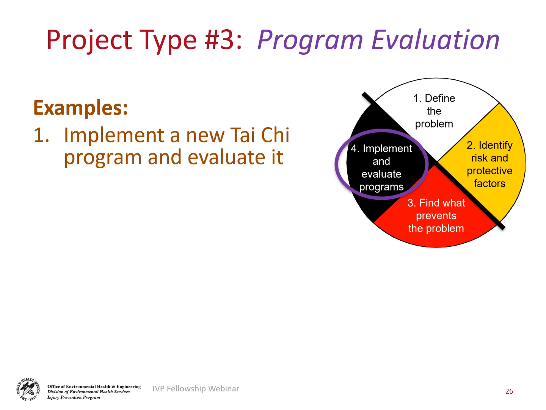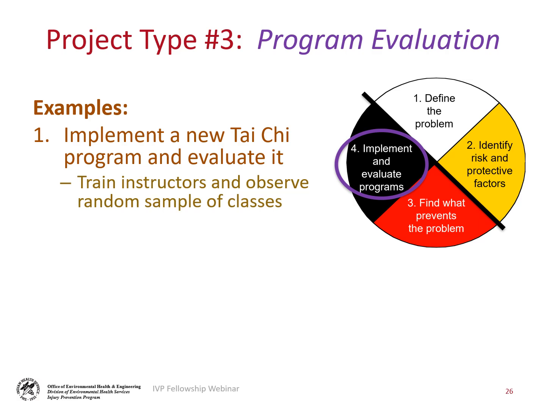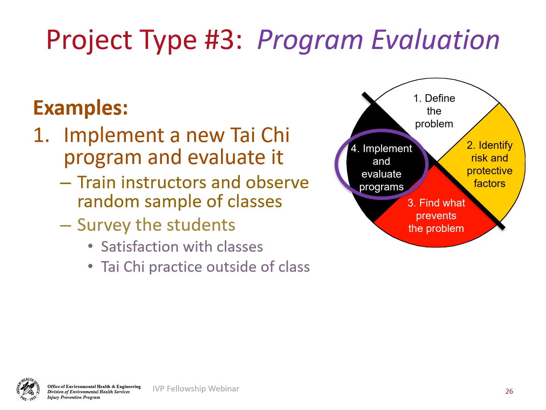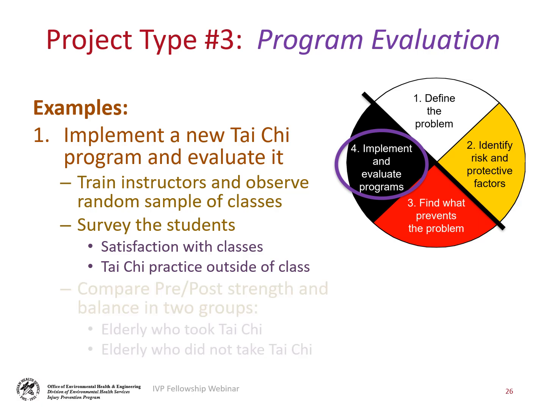Here is one possible way this project might happen. The fellow would recruit and train instructors, and then observe a random sample of the classes to document what is happening in the class. The fellow might also survey the students after the classes are completed to measure their satisfaction with the teaching and to measure how much they practiced outside of the class meetings. All of this would be considered the process evaluation part of their project.